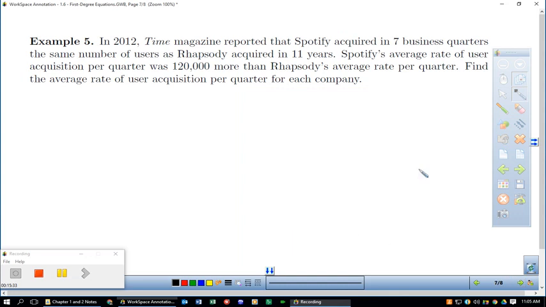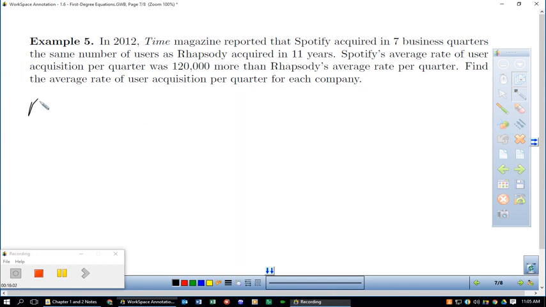Okay, our next problem, example 5. In 2012, Time Magazine reported that Spotify acquired in 7 business quarters the same number of users as Rhapsody acquired in 11 years. That's fast. Spotify's average rate of user acquisition per quarter was 120,000 more than Rhapsody's average rate per quarter. Find the average rate of user acquisition per quarter for each company.